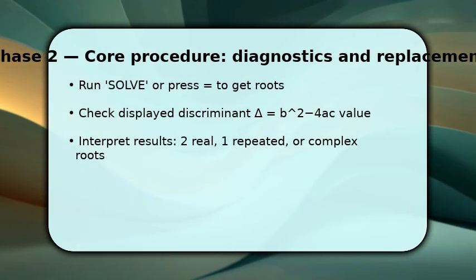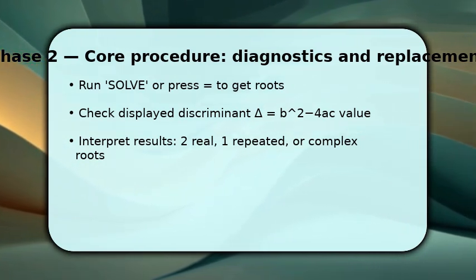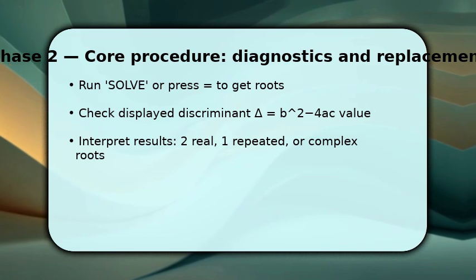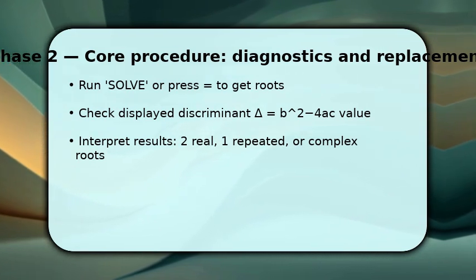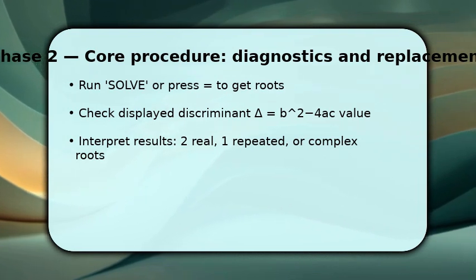Once done entering coefficients, run the solver, press solve or the equals key. The calculator returns root 1 and root 2. You should also compute or view the discriminant, delta equals b² minus 4ac. This tells you why results look that way.